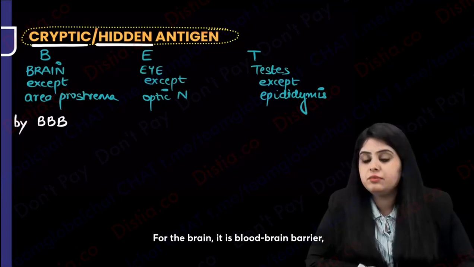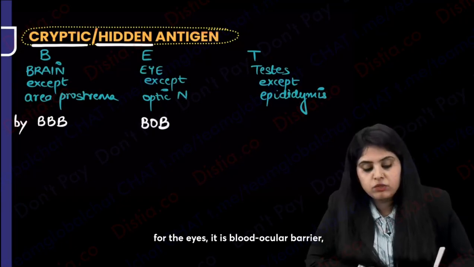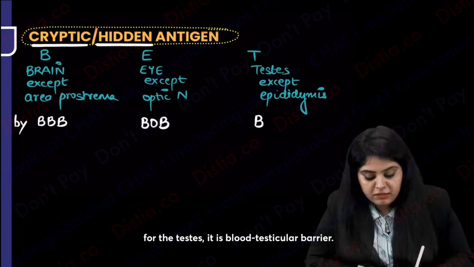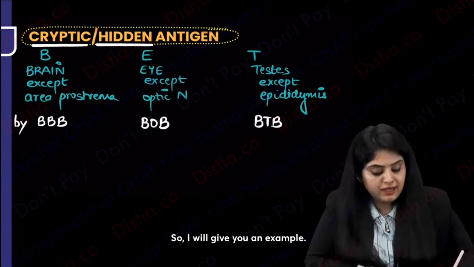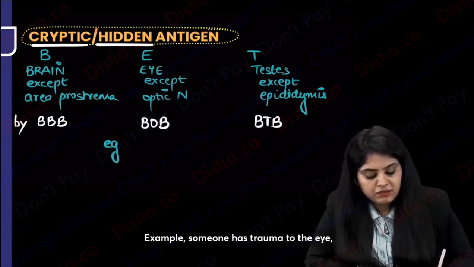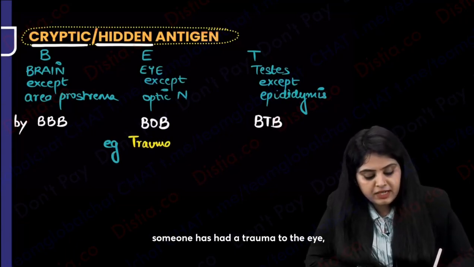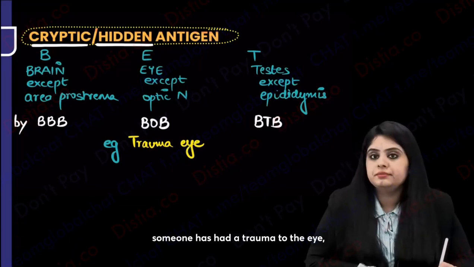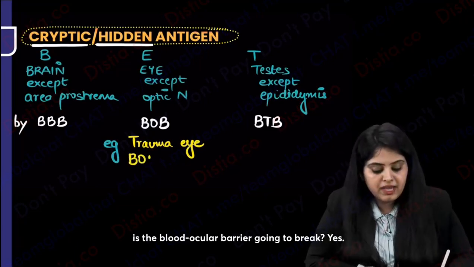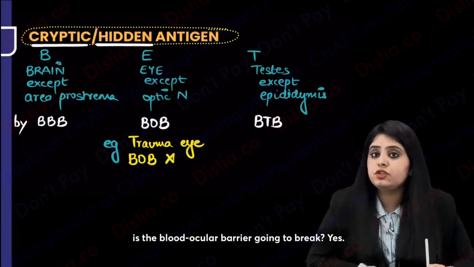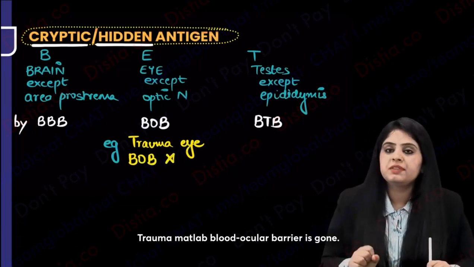For the brain, it is blood-brain barrier. For the eyes, it is blood-ocular barrier. For the testes, it is blood-testicular barrier. So I'll give you an example. Example, someone has had a trauma to the eye. Is the blood-ocular barrier going to break? Yes, trauma means the blood-ocular barrier is gone.